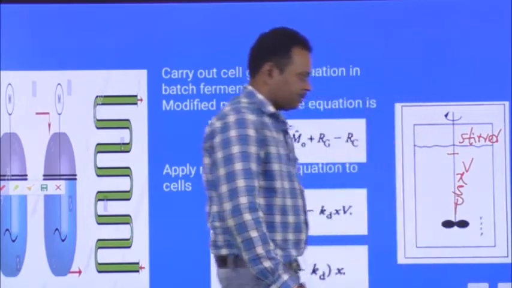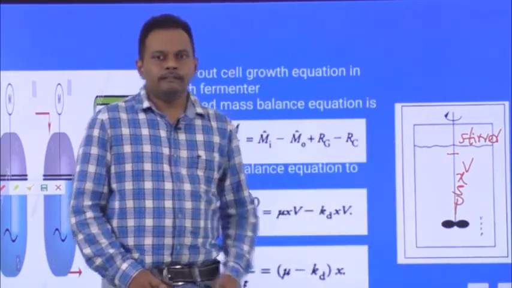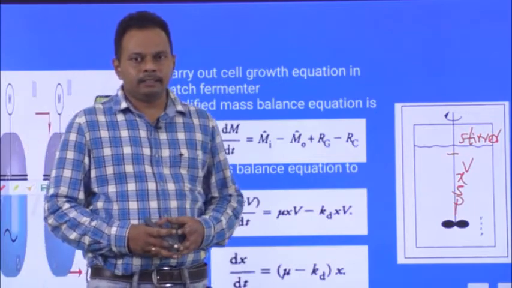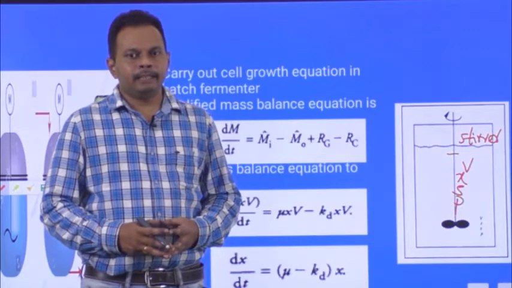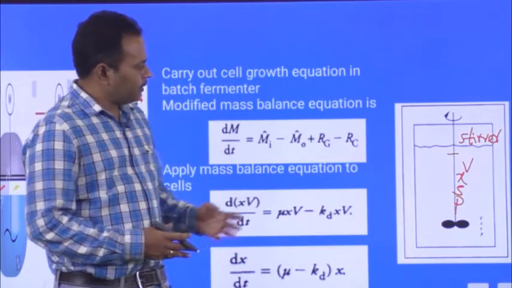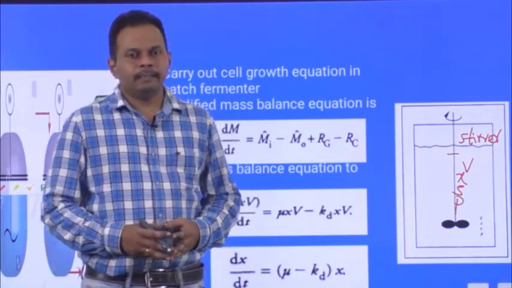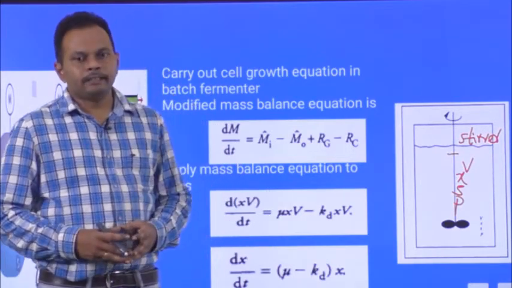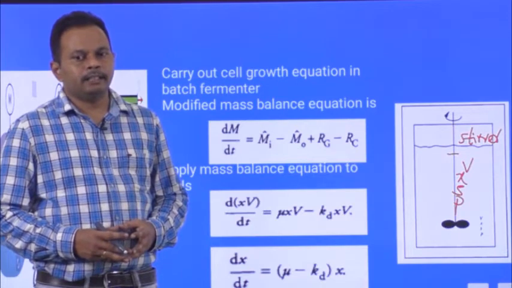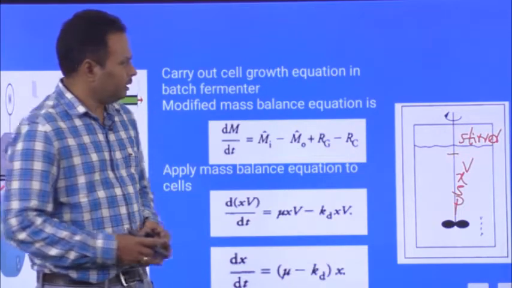So here V is the volume of the reaction mixture, that is the fermentation broth, X is the cell concentration at any particular time t of the biological reaction, S is the substrate concentration at any particular time t of the biological reaction, and P is also a function of the time, at any particular time t of the biological reaction.